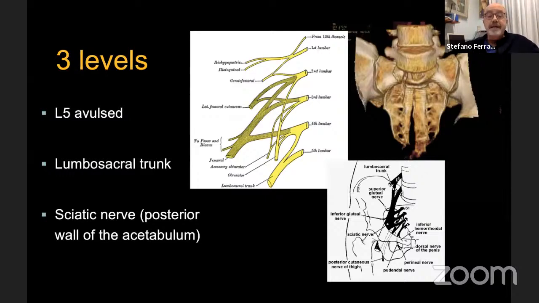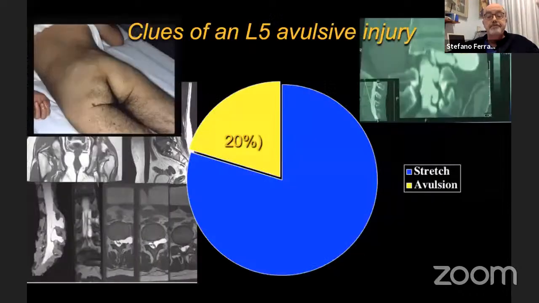There are three levels of damage which can give a foot drop: an avulsion of L5, damage of the lumbosacral trunk, and the lateral part of the sciatic nerve, usually brought about by rupture of the posterior wall of the acetabulum. Of course, you have to make a diagnosis of L5 avulsion. Some clues are when you have a gluteus like this one, because you probably have another nearby avulsion of S1, and you have to try to make the diagnosis very early, not to feed illusions in the patients. So an MRI, a 3D MRI, or an angio CT can give the answer.